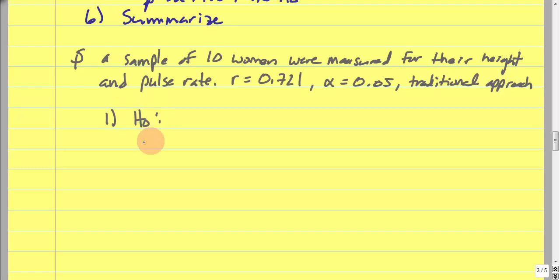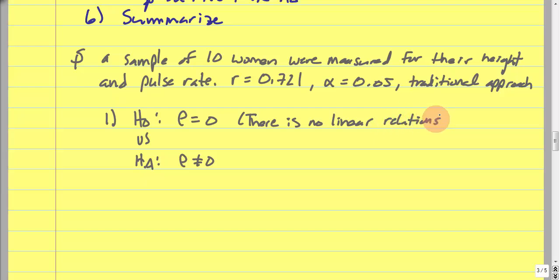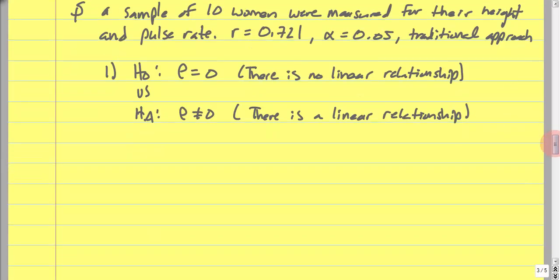So H0 and HA. H0: rho equals 0, versus HA: rho not equal to 0. There is no linear relationship, and there is a linear relationship. Okay, so those are our two hypotheses, H0 and HA, and those will not change. Alpha would be 0.05, and our third step is to determine our critical values.